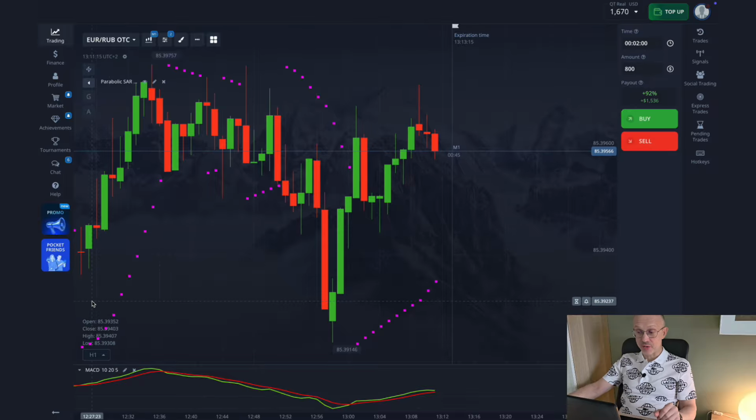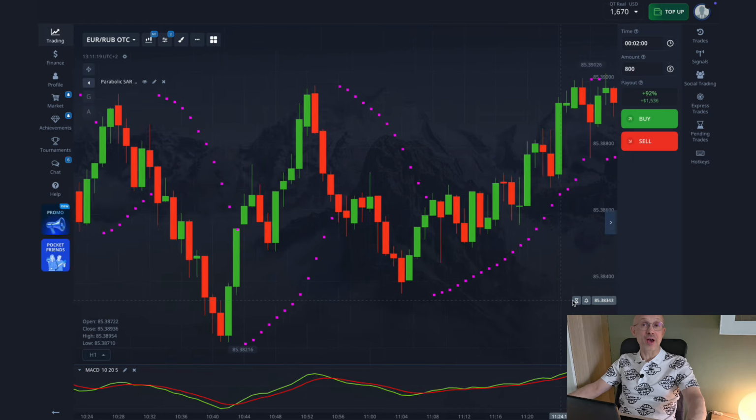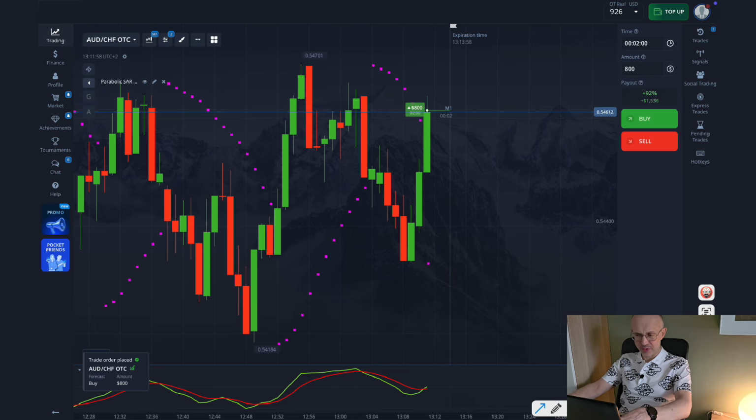So the indicators are ready to go, and friends, if you trade on your phones, configure everything the same way. First situation, the expiration time is 2 minutes and I'm opening a long trade for $800.